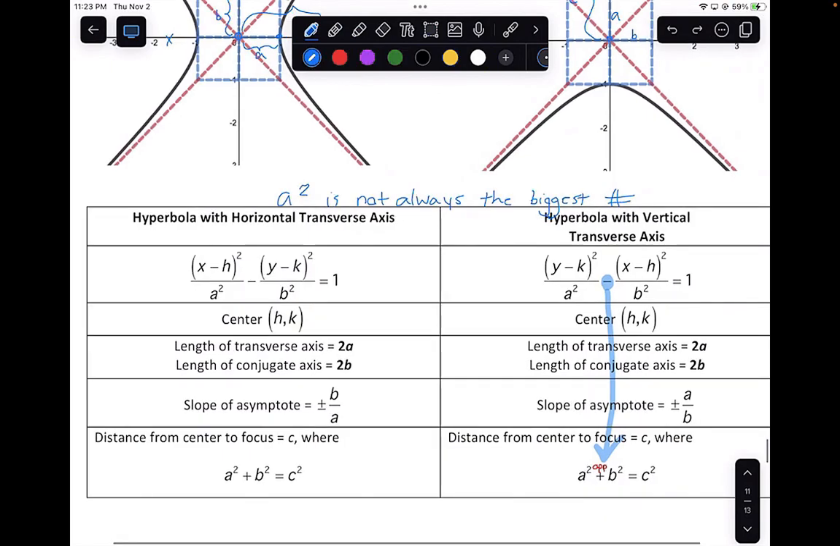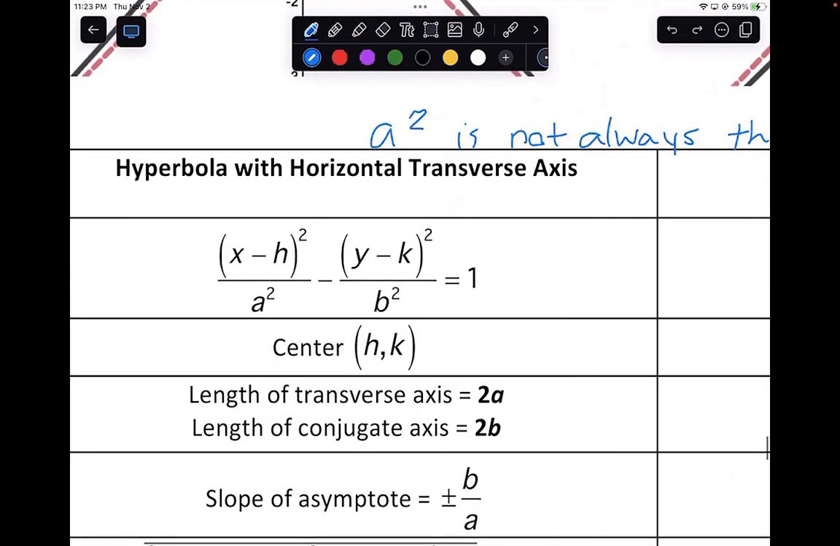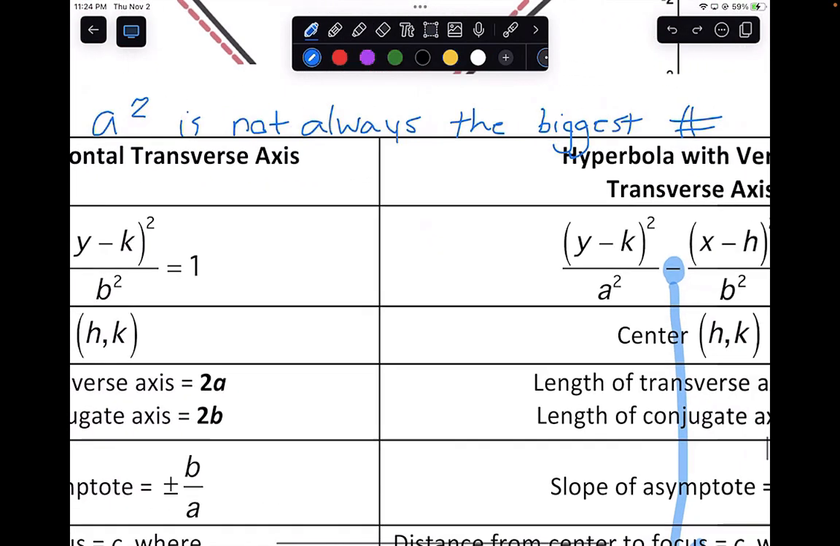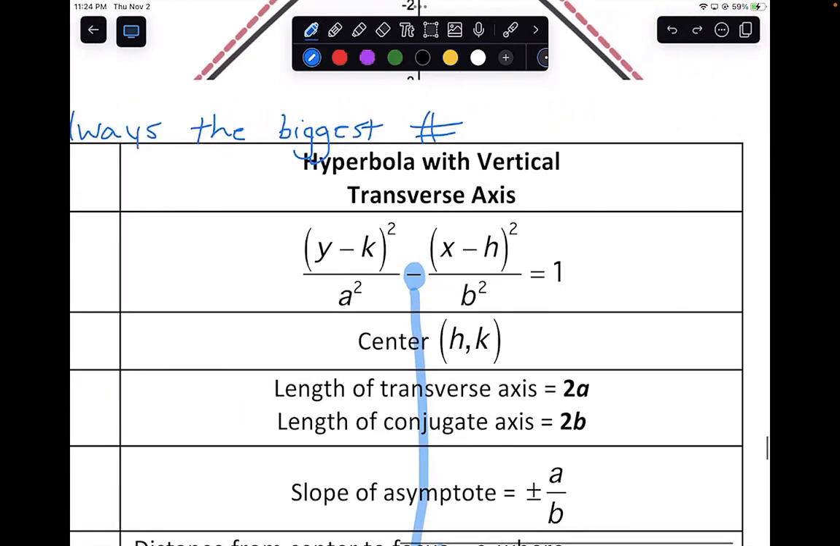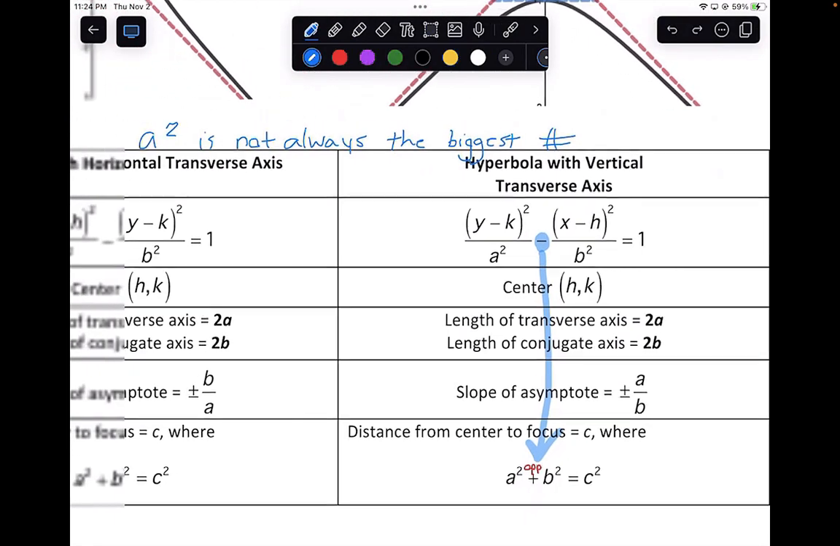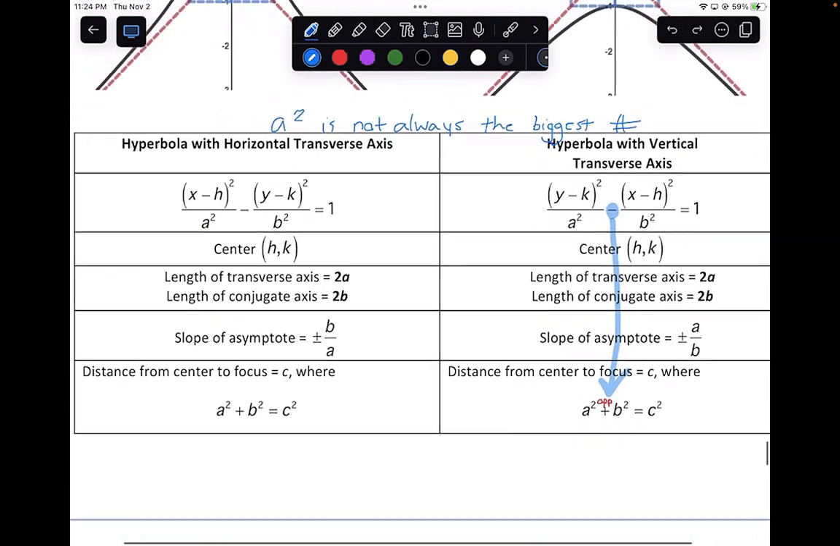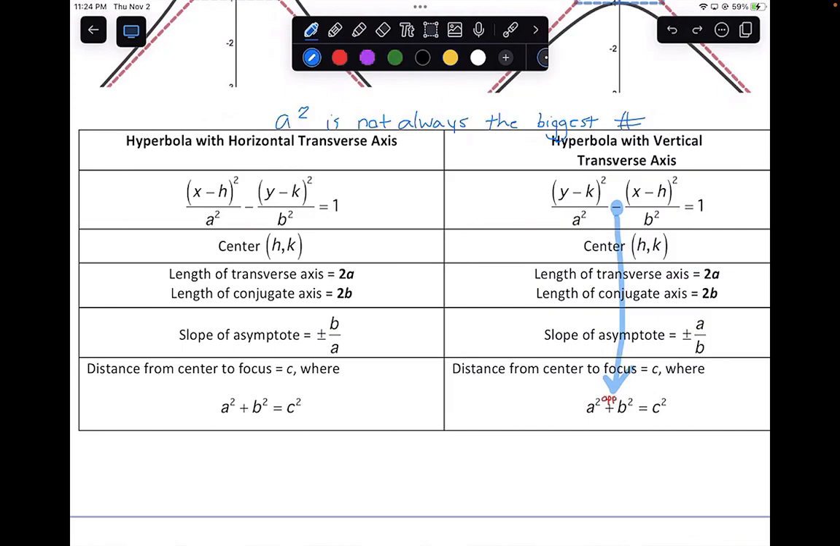So that's that. The center will still be H and K. Just remember that X and H always go together and Y and K always go together. So if you have the Y first, you'll have the K piece with it. That's where you've got to watch out. A lot of people will accidentally mess up the center on these. And yeah, I think that's about it there.